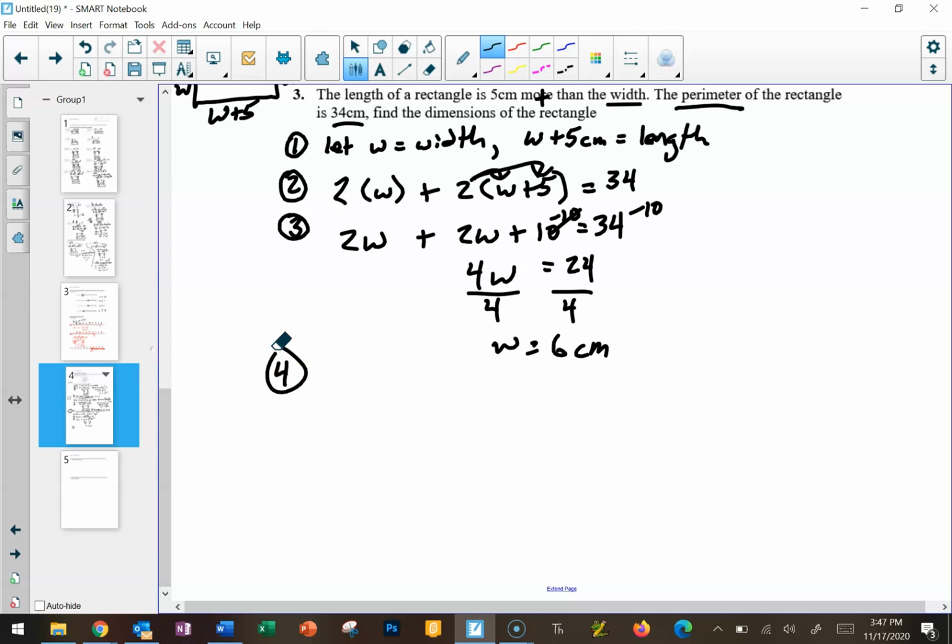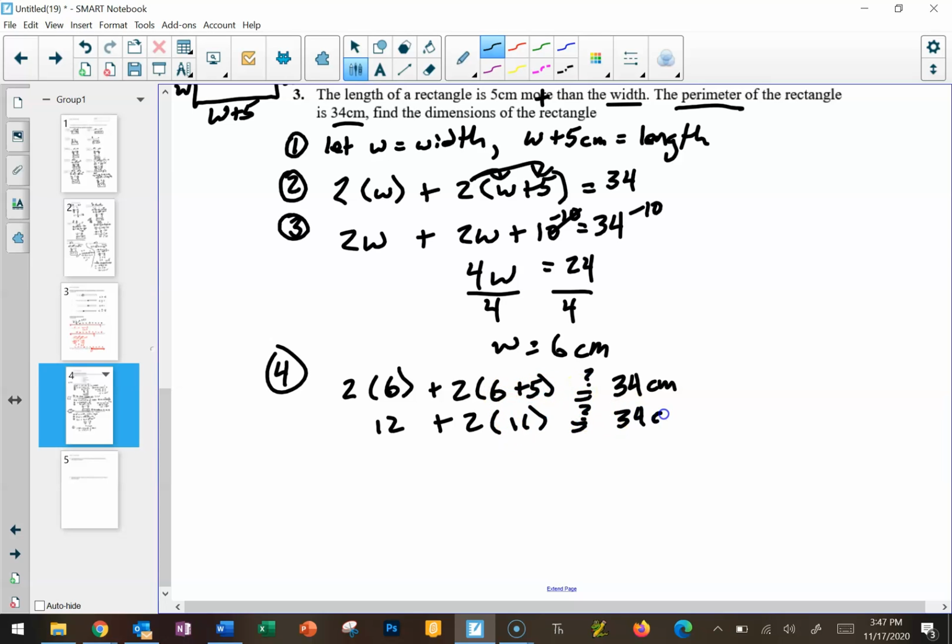Let's verify. So we got to sub it into the original equation, which is basically the chart up there, and see if it works out. So let us check the original equation, which is 2 times W, which we think is 6, plus 2 times W plus 5, so 6 plus 5. Does that equal 34 centimeters? Because it needs to. 2 times 6 is 12, plus 2 times 6 plus 5 is 11. Does that equal 34 centimeters? We've got 12 plus 2 times 11 is 22. Does that equal 34 centimeters? And 12 plus 22 is indeed 34.